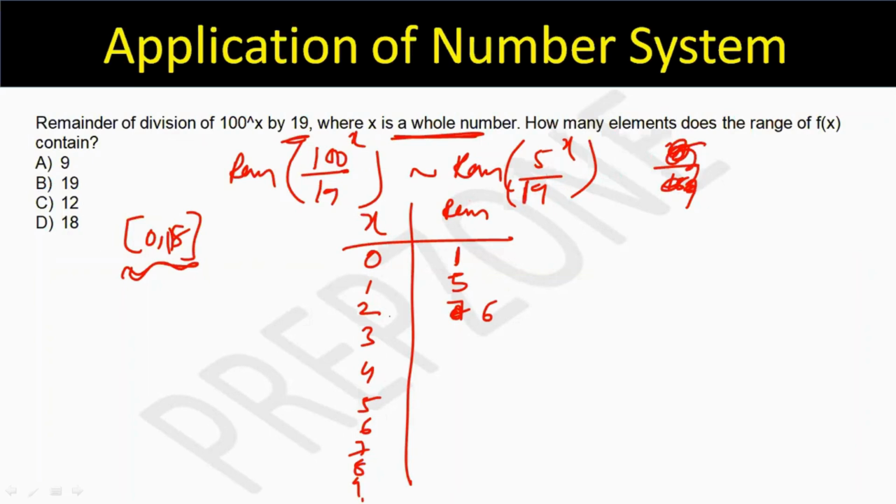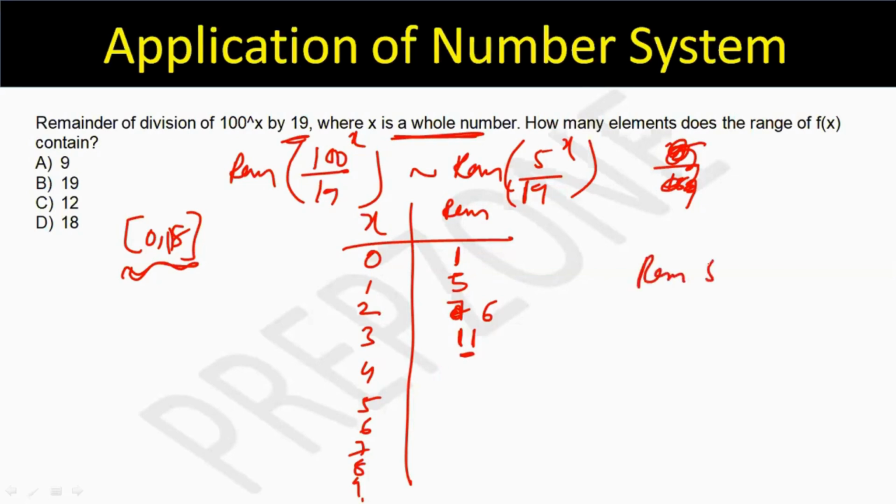So when x is 1, 5, x is 2, 25 by 19, remainder is 6. So now again, when x is 3, then it is 5 cube. So the trick is you don't have to do 5 cube here, right? You simply have to say कि यार 5 square का remainder कितना है? 6. So 6 into 5, 30. 30 को 19 से divide करोगे तो remainder will be 11. So now you just have to keep on multiplying this remainder with 5 and then take its remainder by 19.